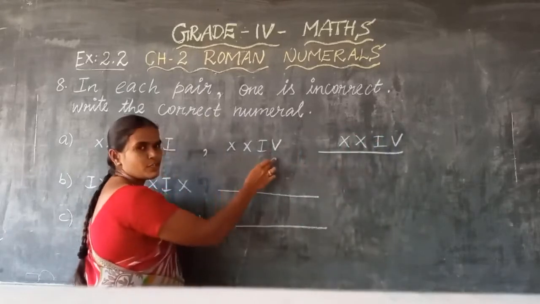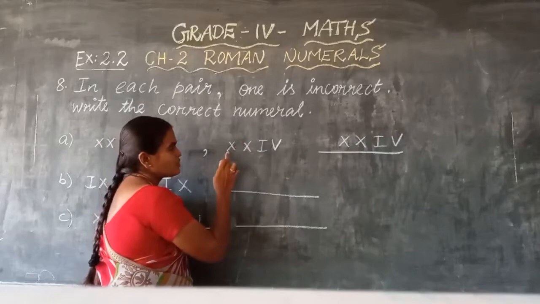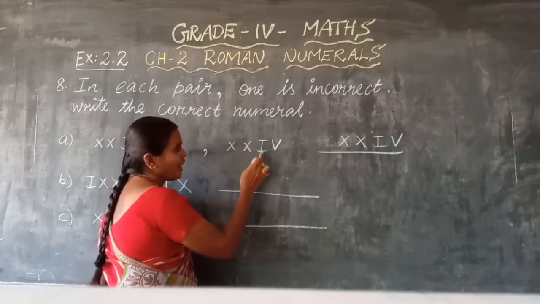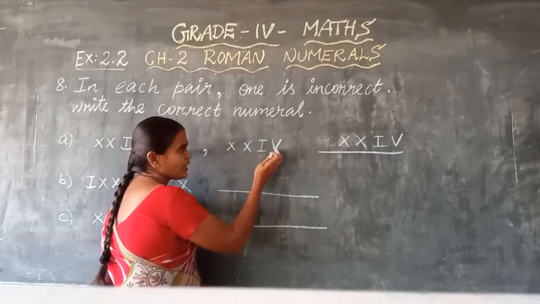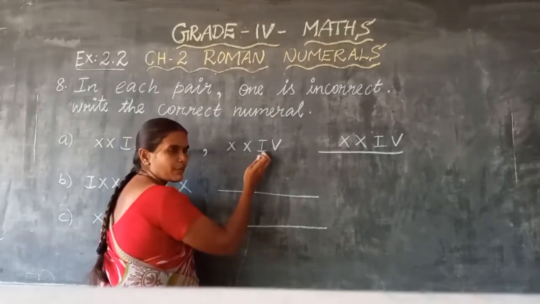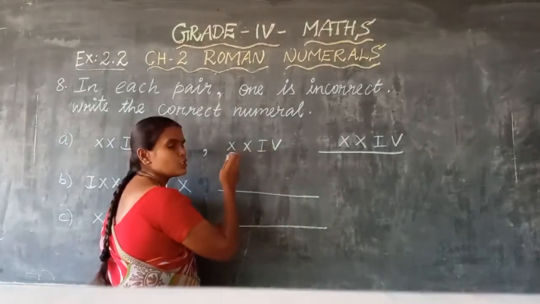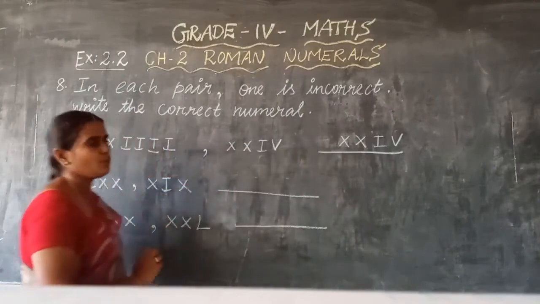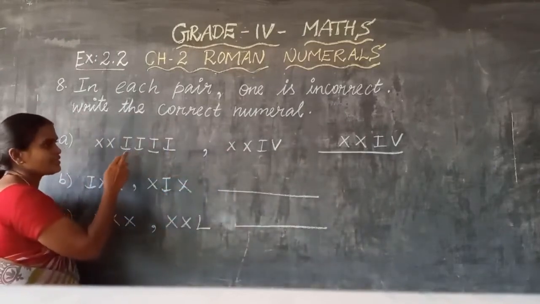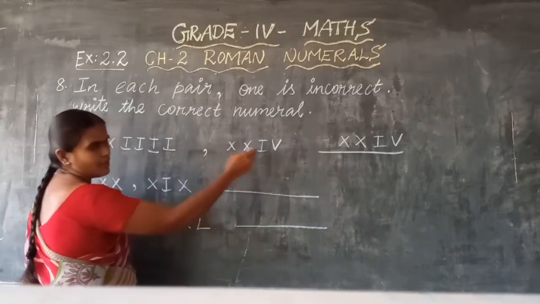So what is the value of this one? X value 10, 10. So repeated means addition. I value 1, V value 5. So greatest number, left side small number means subtraction. So 5 minus 1, 4. So 10 plus 10 plus 4, 24. XXIV value 24. Here 4 times I, this is wrong. So correct Roman number XXIV.